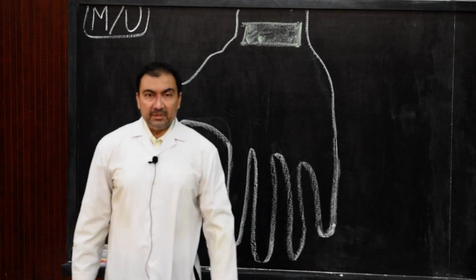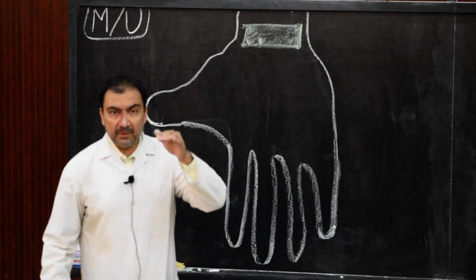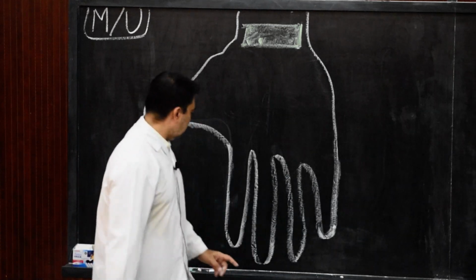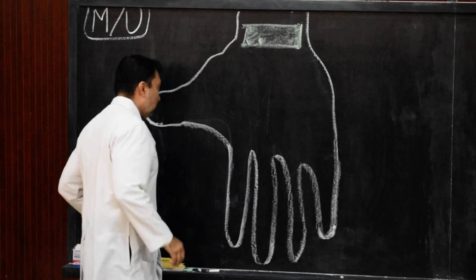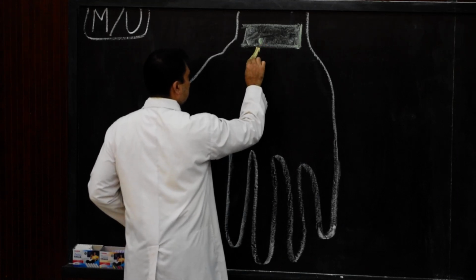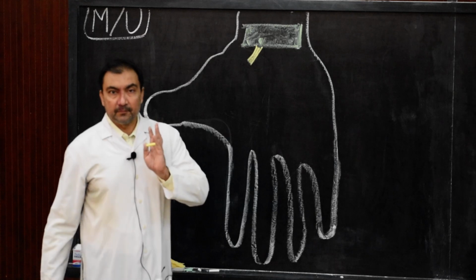Median nerve, we are starting with the median nerve. We know that the median nerve, as it ends in the forearm, will pass deep to the flexor retinaculum to gain an entry in the palm. So the median nerve will travel deep to this flexor retinaculum. The median nerve will gain an entry in the palm.